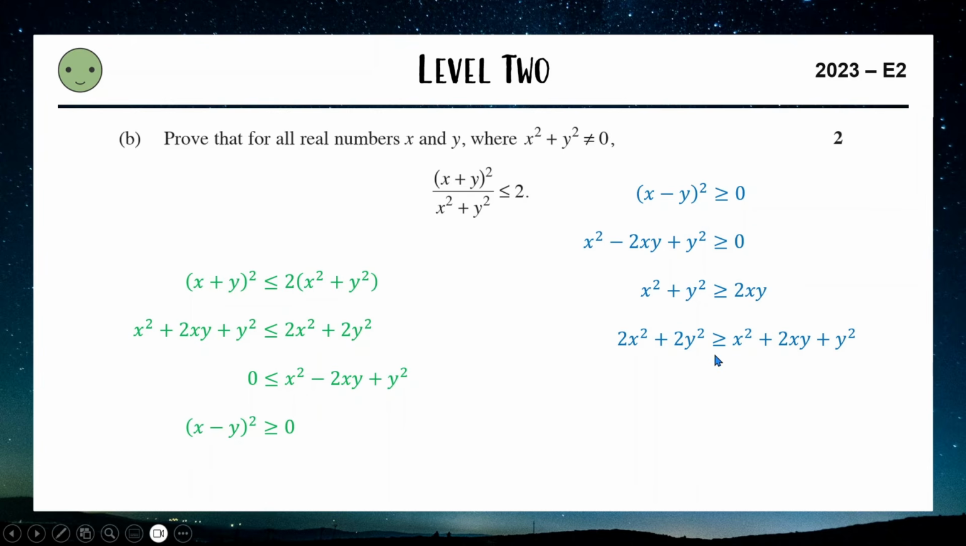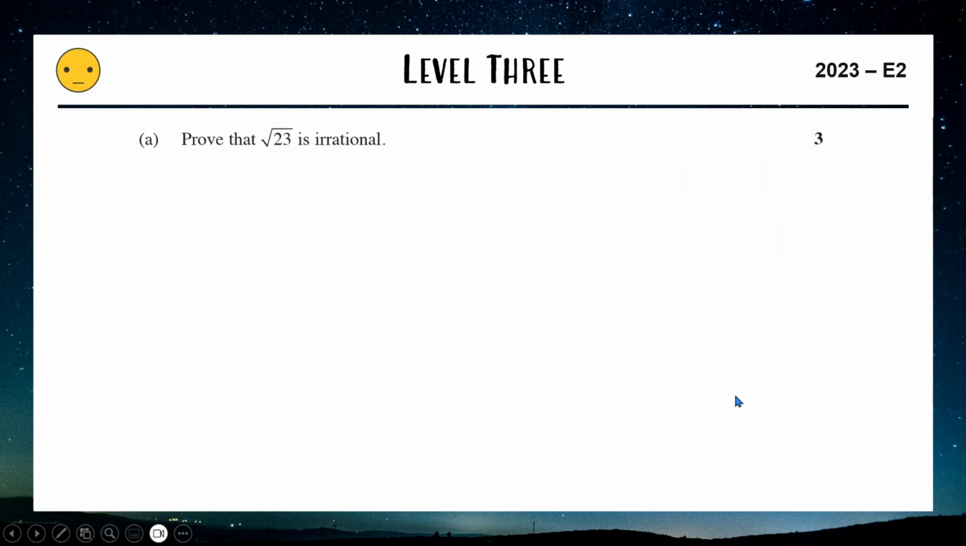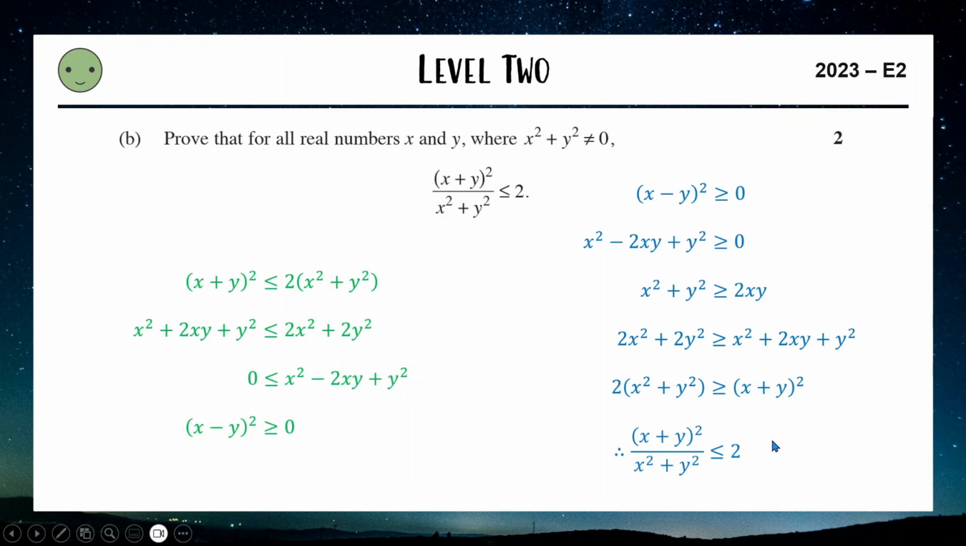So factorizing both sides, I can factor the 2 out of the left-hand side, factorize my perfect square as (x plus y) squared, and now I can just divide both sides by x squared plus y squared to get the 2 by itself. While I'm doing that, I might flip the inequality around because I want the 2 on the right-hand side. So I end up with the target as required, QED for 2 marks. I've got to put the QED, but you get my drift there.